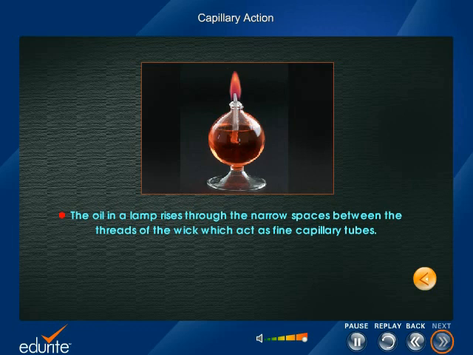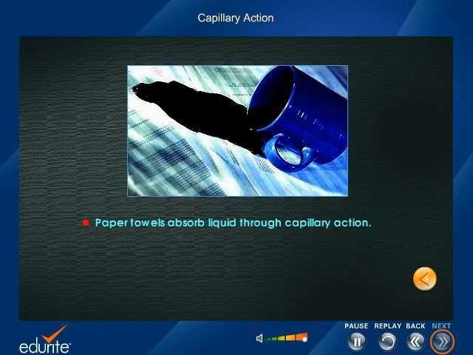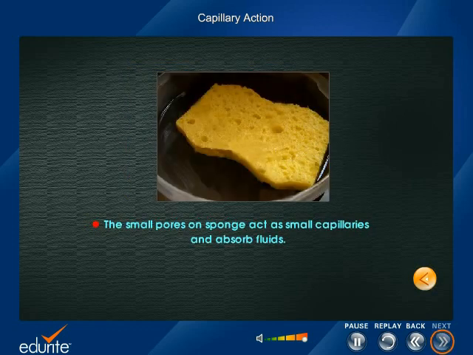The oil in a lamp rises through the narrow spaces between the threads of the wick, which act as fine capillary tubes. Paper towels absorb liquid through capillary action. The small pores on a sponge act as small capillaries and absorb fluids.